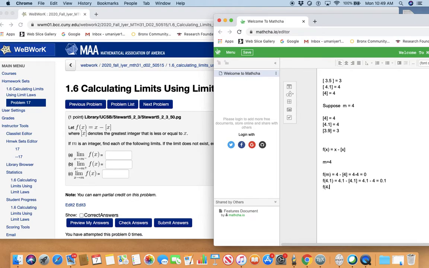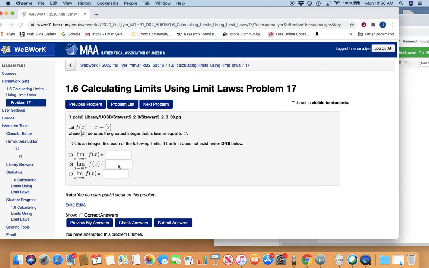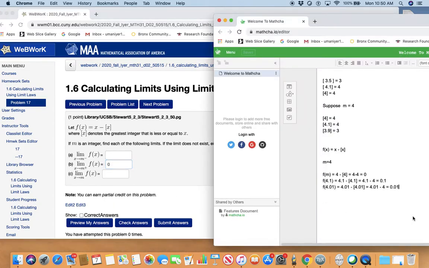f at 4.01 is 4.01 minus box 4.01, that is 4.01 minus 4, that is 0.01. So you see, as my x approaches 4 from the right, I'm getting closer and closer to 0. Okay, so as my x approaches m from the right, my limit is going to be 0. I'm getting smaller and smaller basically.